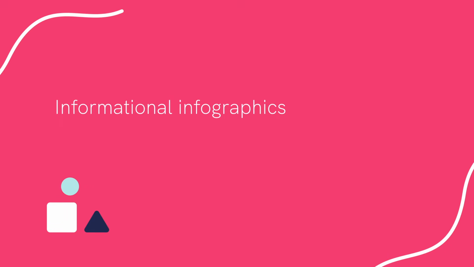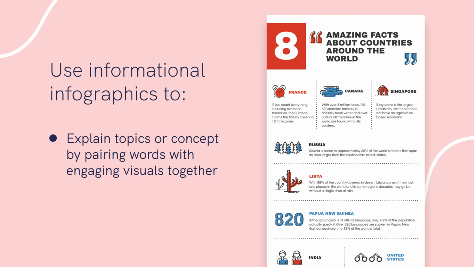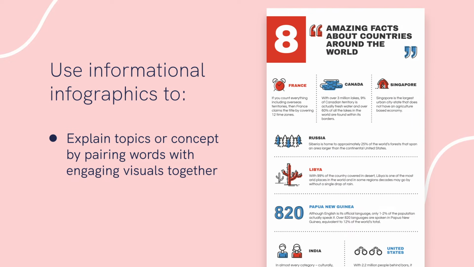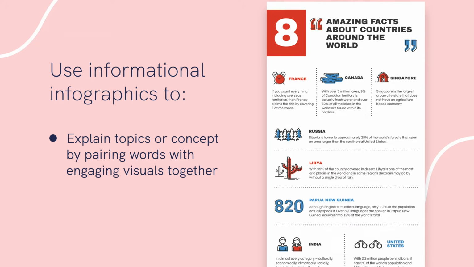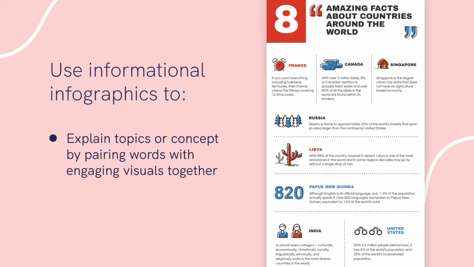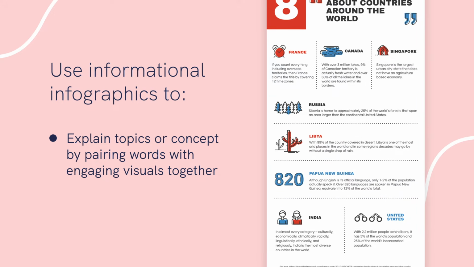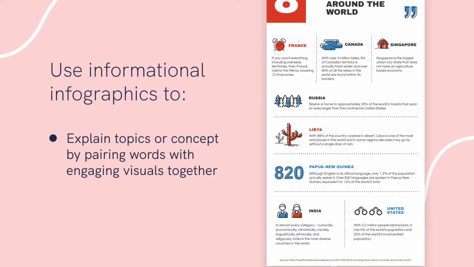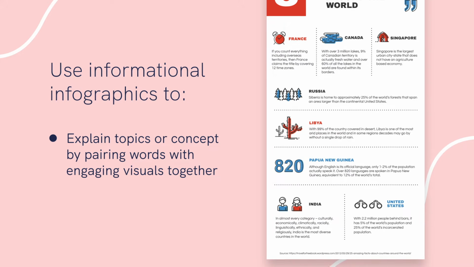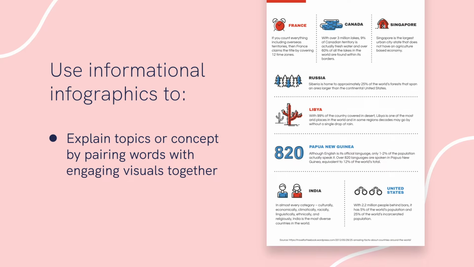Next, we have informational infographics. Informational infographics highlight words and text instead of figures and numbers. It is more generalized and can contain information about any topic. In this type of infographic, the text shines more than the visuals. Use informational graphics to explain topics or concepts by pairing words with engaging visuals.